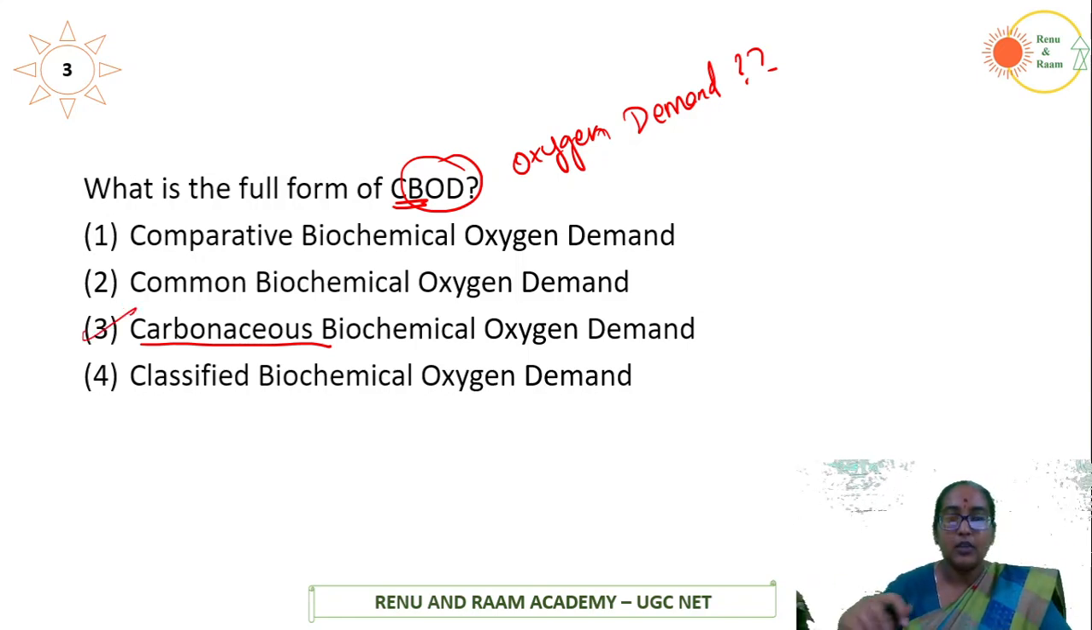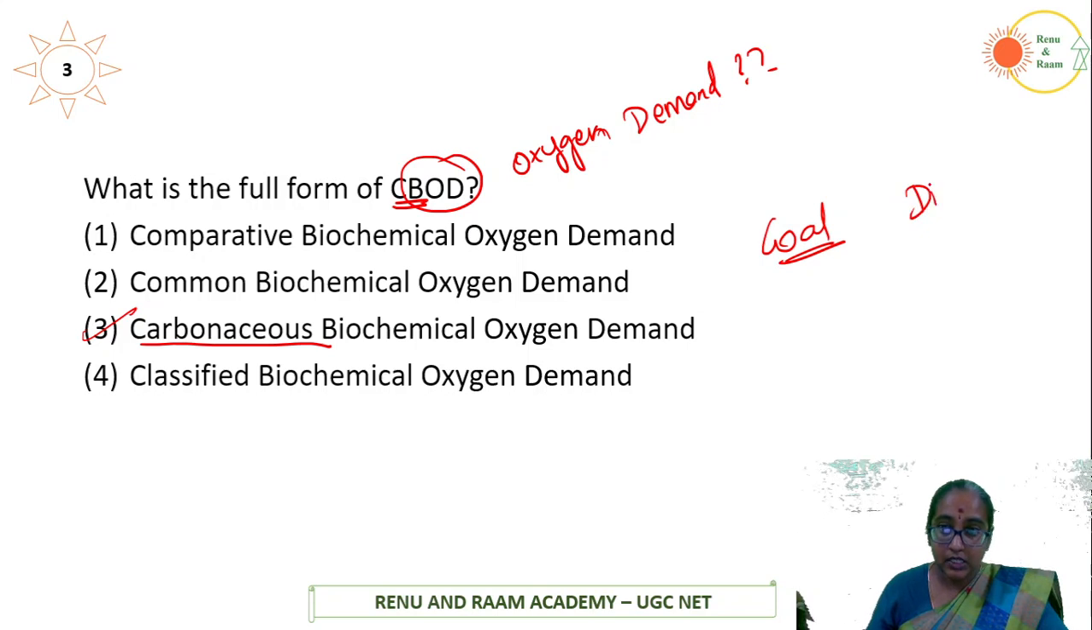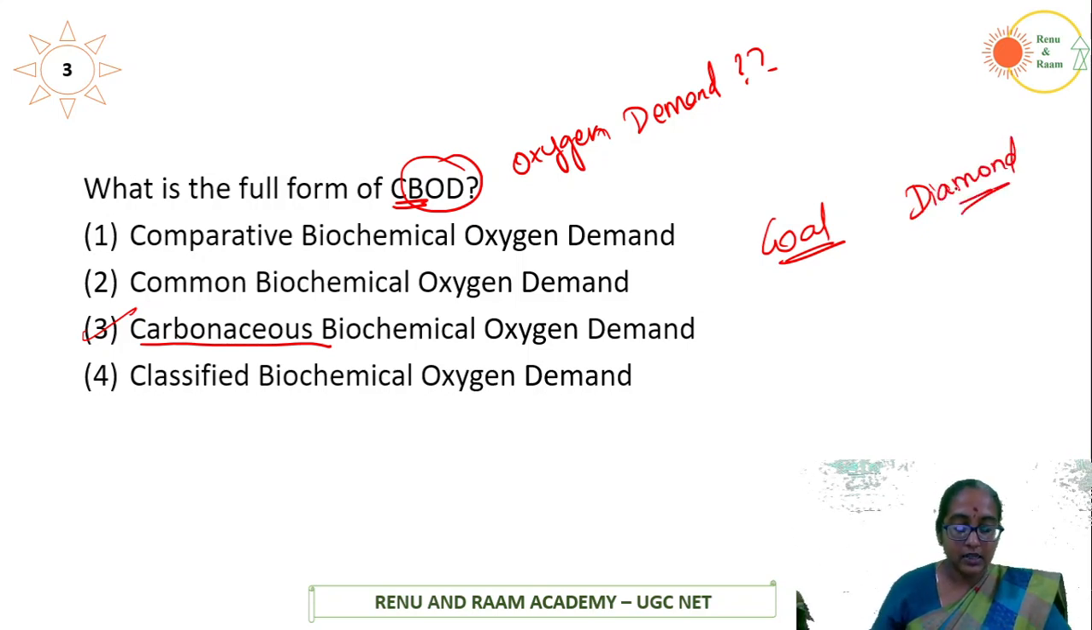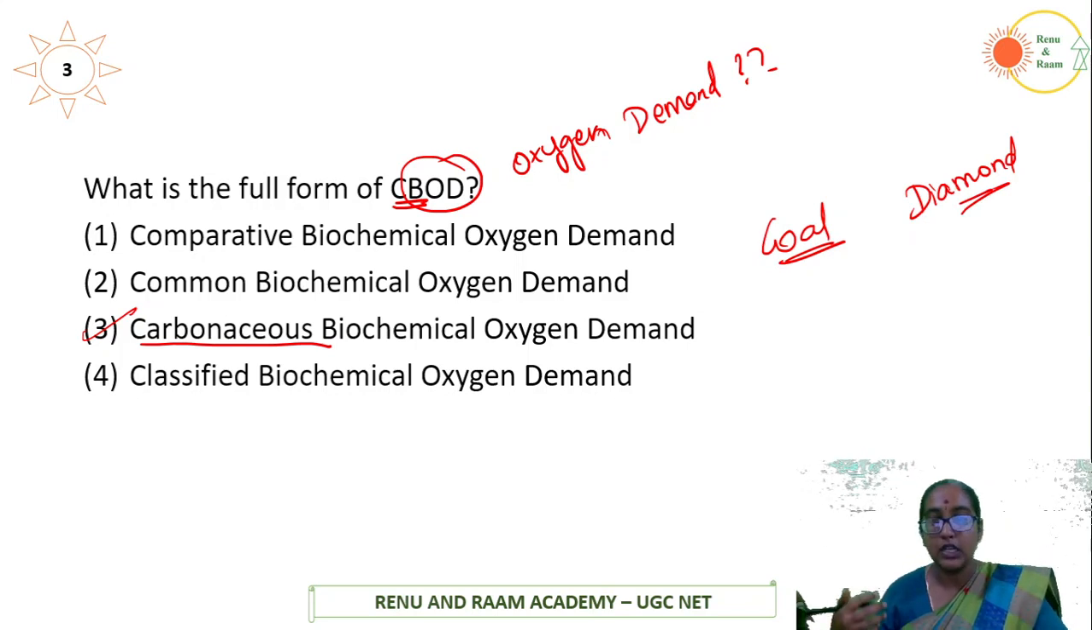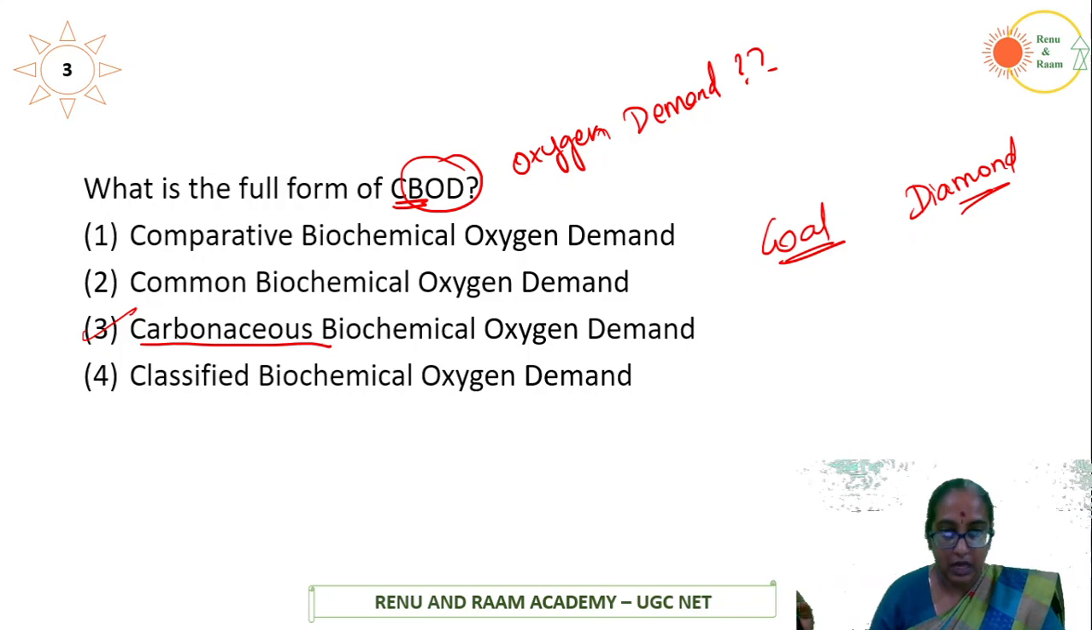For example, among natural sources, we have coal. Coal has a high component of carbon. Similarly, we have diamonds. Diamond is also something which consists of high carbon content, right? And similarly, any other fossil fuel, be it natural gas or petroleum, consists of a large amount of carbon. So carbonaceous materials are those materials which have a higher amount of carbon in them.